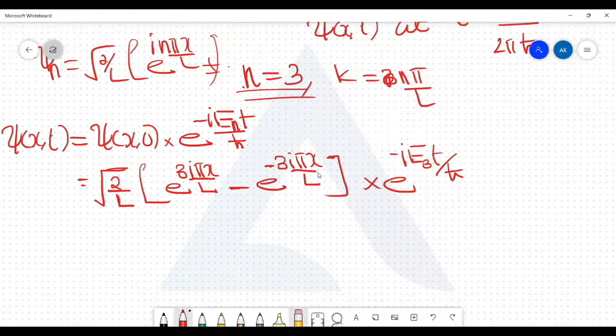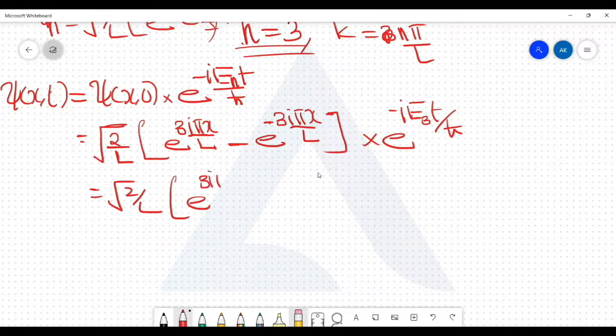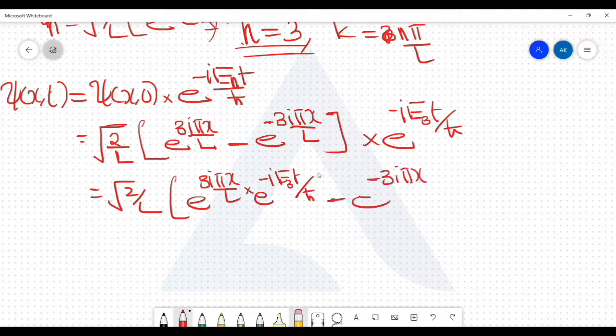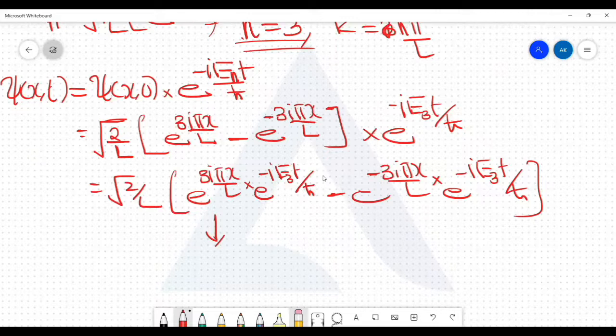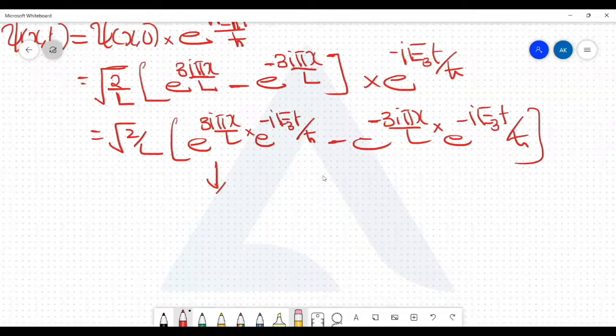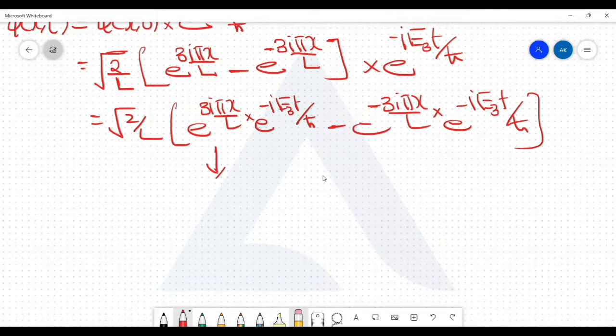So for the first term, let me write one more term here: e raised to 3i pi x by L into e raised to minus i E3 t by h cross, minus e raised to minus 3i pi x by L into e raised to minus i E3 t by h cross. If you simplify this first term, you will get e raised to i 3 pi x by L.